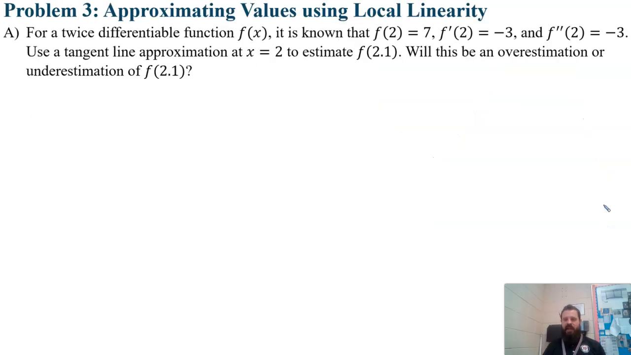All right, so let's go ahead and apply that idea. It's really just combining concavity with the writing equations of tangent lines we've been doing all semester here. So problem 3, let's say for a twice differentiable function f of x, it's known that f of 2 equals 7, f prime of 2 equals -3, and f double prime of 2 equals -3 as well. We want to use a tangent line approximation at x equals 2 to estimate f of 2.1. Okay, so that's nothing new there. And then we'll also answer, will this be an overestimation or underestimation? We'll take a look at that in a second here.